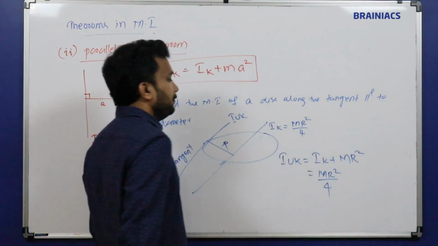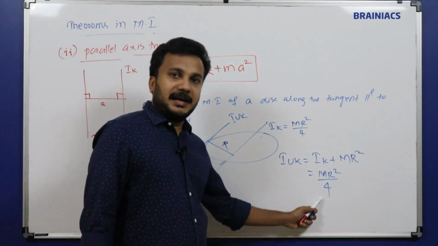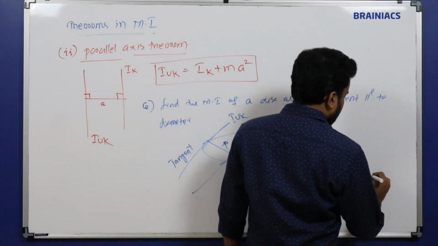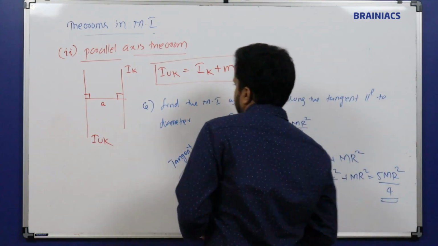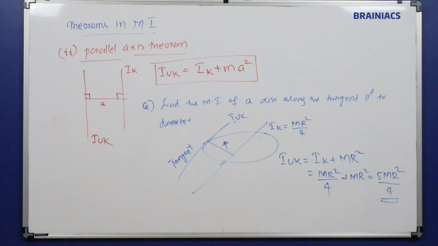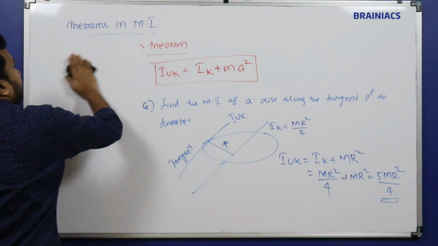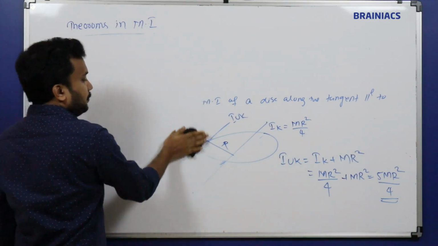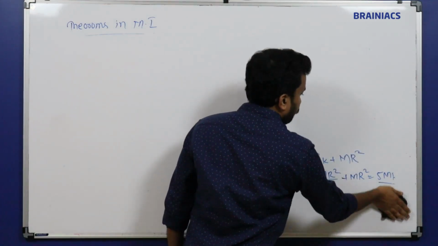The known axis value we already know, mr square by 4, from the previous question where we found, using the perpendicular axis theorem, the moment of inertia of a disk along the diameter. So mr square by 4 plus mr square gives 5 mr square divided by 4, which is the right answer. Okay, great. So the parallel axis theorem is clear. We want two axes: one axis moment of inertia we know, and another axis moment of inertia we want to know.